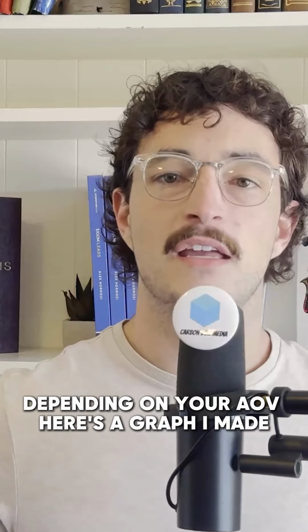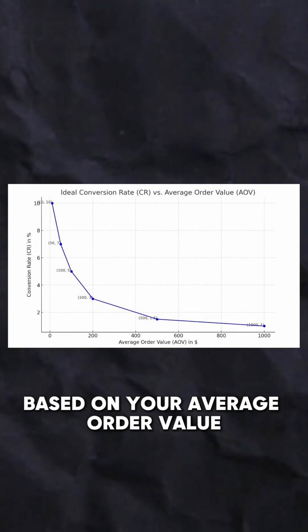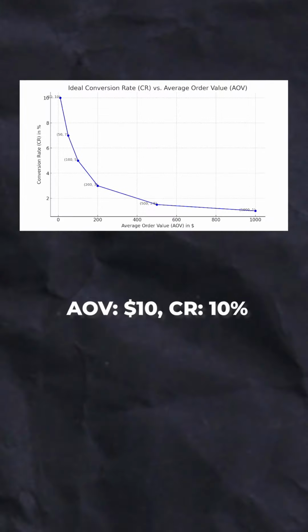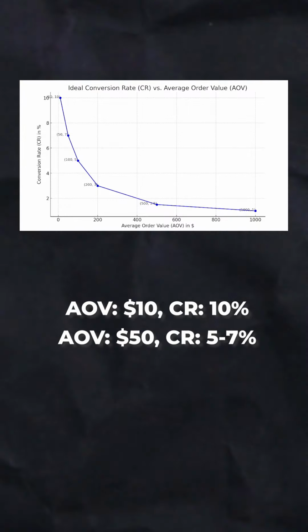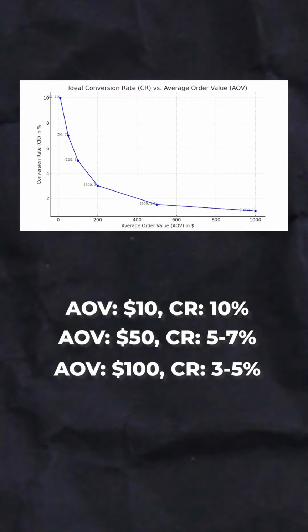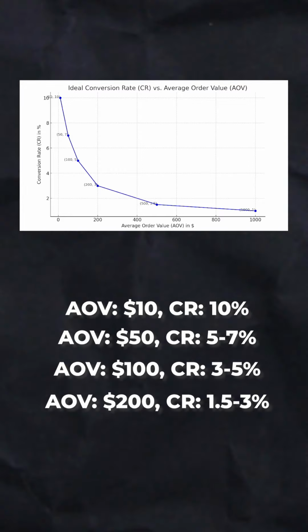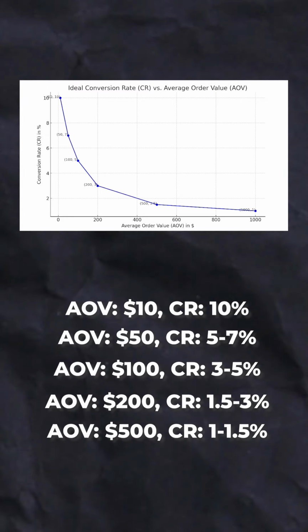Depending on your AOV, here's a graph I made that you can use to figure out if you're hitting your ideal conversion rate based on your average order value. So if your AOV is around $10, your CR should be 10%. If it's around $50, your CR should be around 5 to 7%. If your AOV is around $100, it should be 3 to 5%. If your AOV is $200, your CR should be 1.5 to 3%. If your AOV is $500, your CR should be 1 to 1.5%.